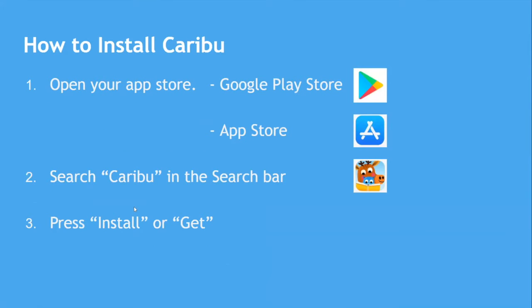So how to install the Caribu application? First, you need to open your App Store. If you're on an Android device, you open the Google Play Store. And if you're on an Apple device, you open the App Store. Then you search for Caribu in the search bar. Once you click on the application, you can press install or get, depending on your device.